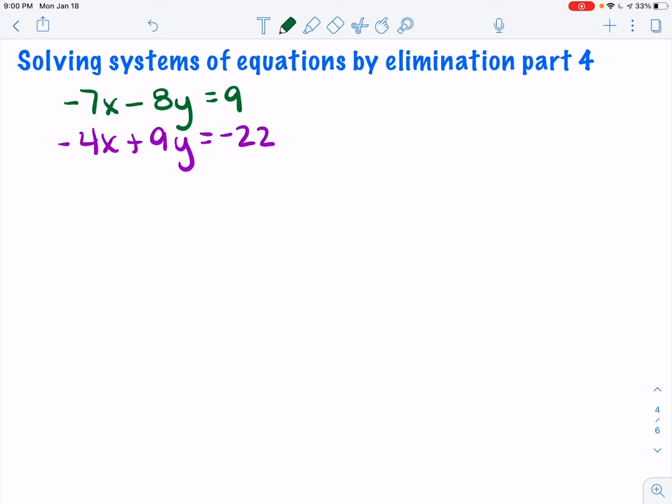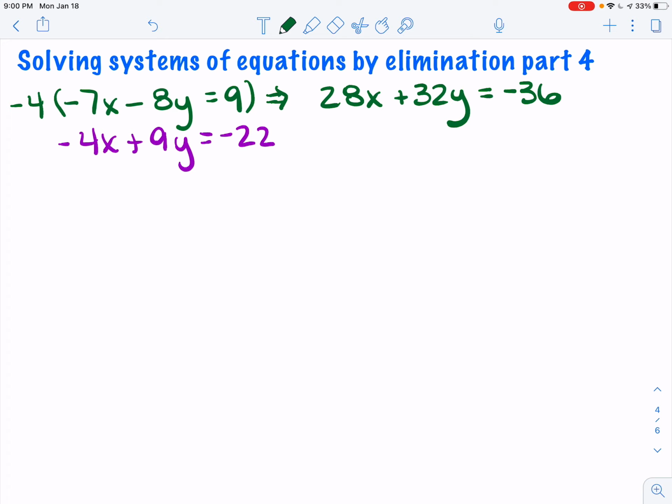So I'm going to multiply everything in this top equation here by a negative 4. And that will make that a positive 28. So let's go ahead and multiply everything there. Negative 4 times negative 7x is a positive 28x. Negative 4 times negative 8 is going to give me a positive 32y.